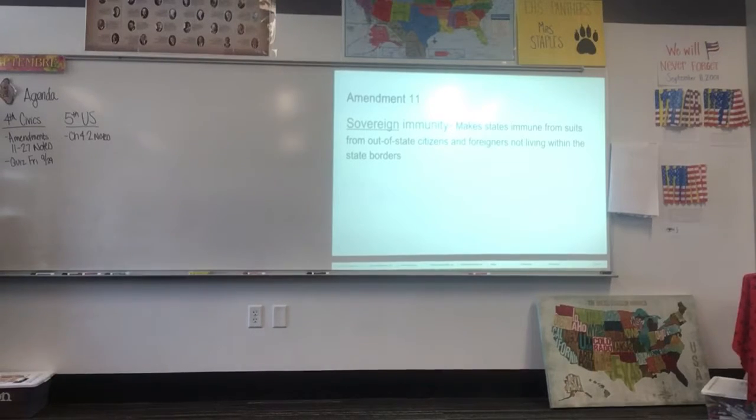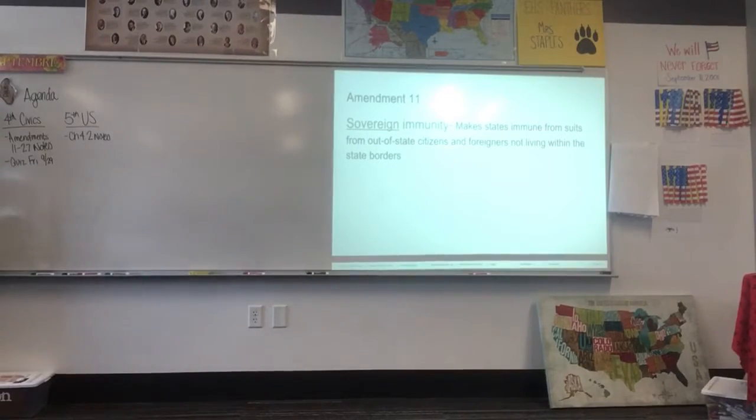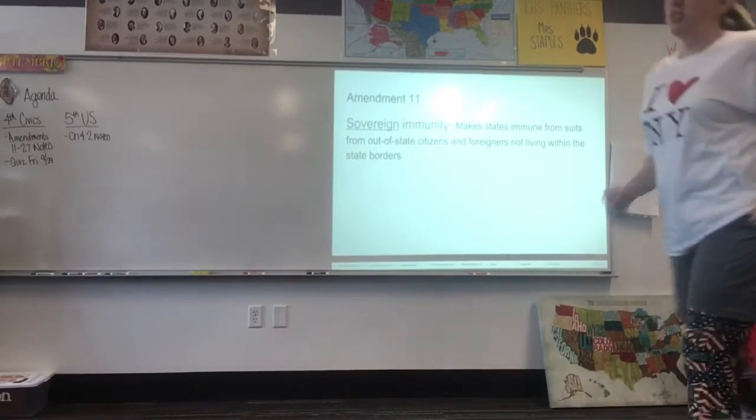Amendment 11. This is at the bottom part of your paper. Amendment 11. This is sovereign immunity. That's a fancy way of saying that it makes states immune from lawsuits from out-of-state citizens and foreigners not living within the state borders. So I, Mrs. Staples, live in Illinois. I cannot go and sue Colorado just for giggles. Okay? It also protects states from foreigners not living within the border. So somebody from Mexico can't just decide to sue the state of Illinois. They have to live here. Okay? So, sovereign immunity.